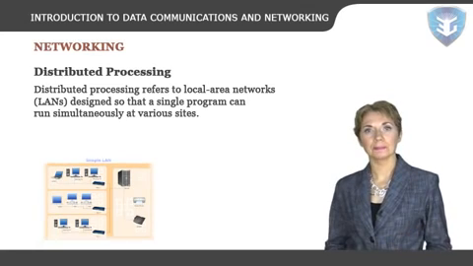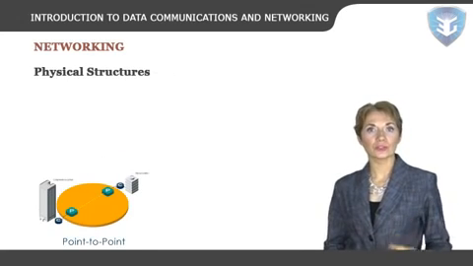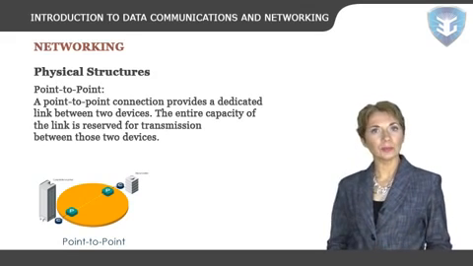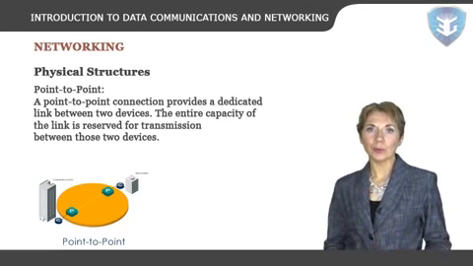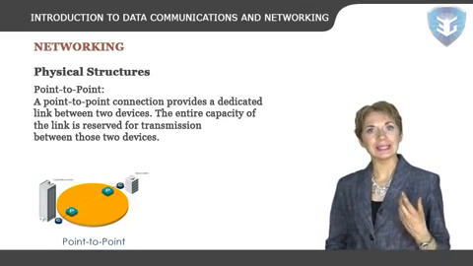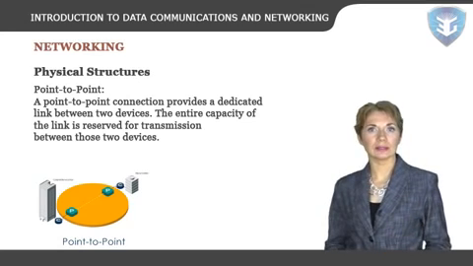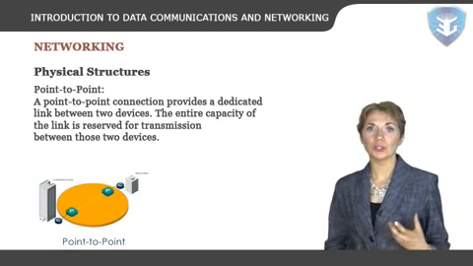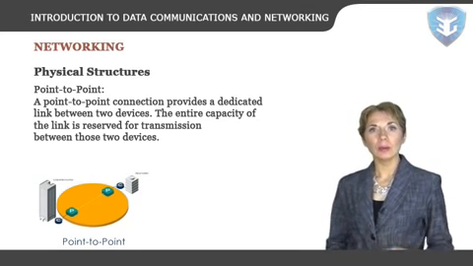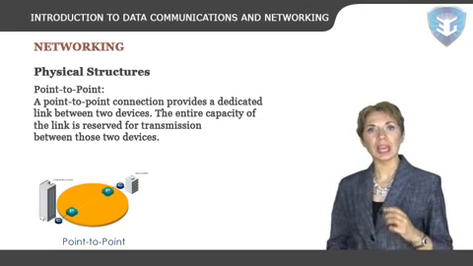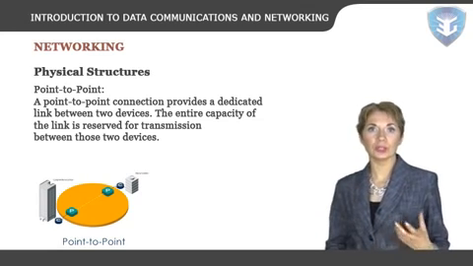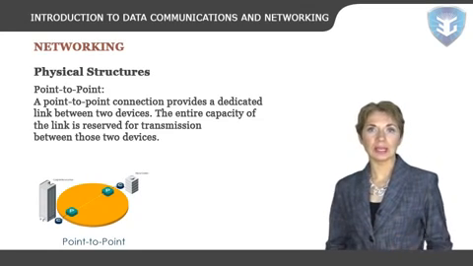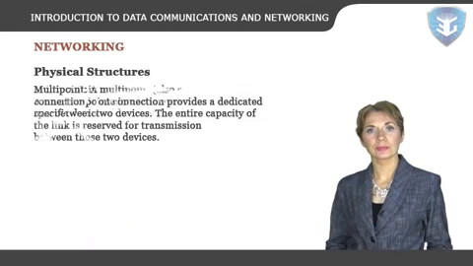to utilize them. Let's learn about physical structures. There are two possible types of connections: point-to-point and multi-point. A point-to-point connection provides a dedicated link between two devices. The entire capacity of the link is reserved for transmission between those two devices. Most point-to-point connections use an actual length of wire or cable to connect the two ends, but other options such as microwave or satellite links are also possible.